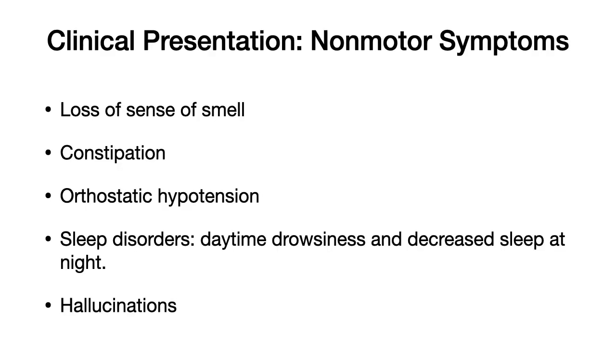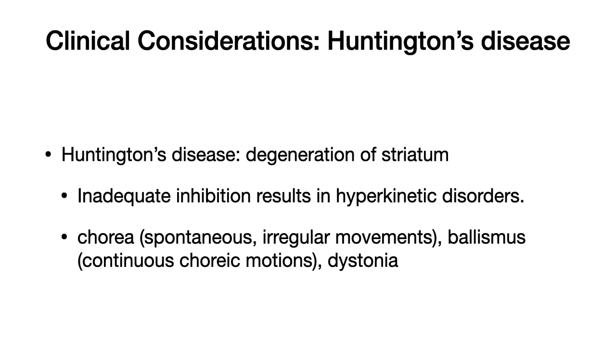There are other non-motor symptoms in patients with Parkinson's disease, such as loss of sense of smell, constipation, orthostatic hypotension, sleep disorder, and hallucinations. The other important disorder affecting basal ganglia is Huntington's disease. In Huntington's disease, we can observe degeneration of striatum, a part of basal ganglia. Since there is an inadequate inhibition, the movement becomes hyperkinetic.